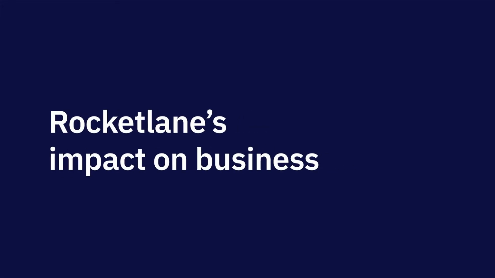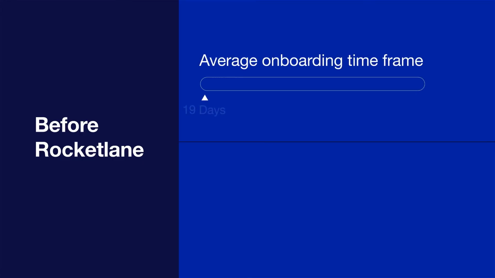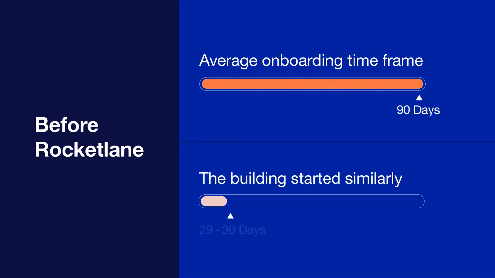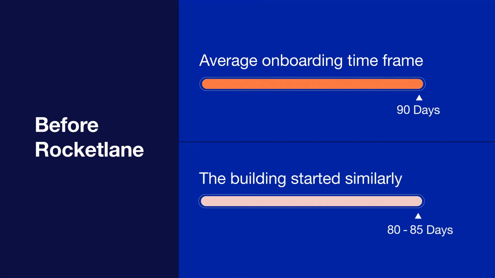The reason is that creating every project from scratch, if that feature was not there, would have taken a lot of time for my team. And that would have been a bit of a deal breaker. I'll tell you based on my KPI. Our main KPI was the average time frame of onboarding and the estimated billing start. Before Rocketlane, our average onboarding time frame was around 90 days, and the billing start was similarly around 80 to 85 days. It went hand in hand with each other.